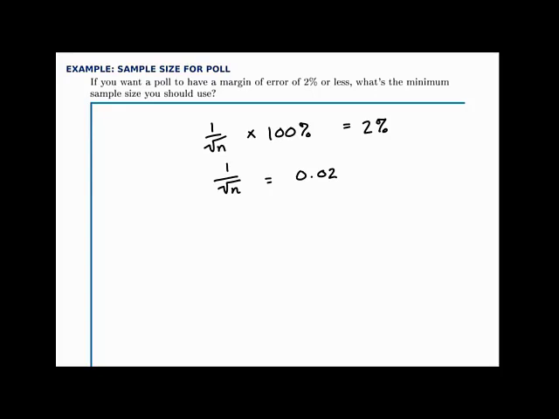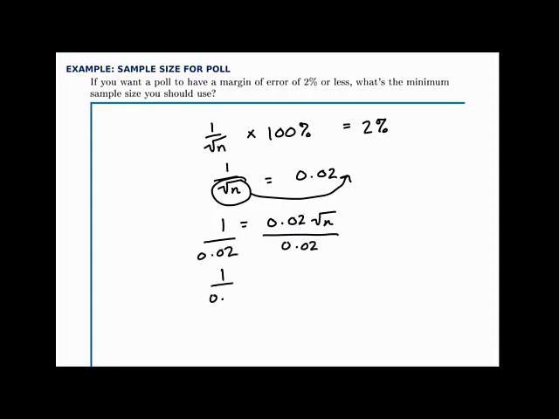Now we need to solve for n, and it takes a little bit of algebra to do so. There are a few ways to observe this. One, if we want to get n by itself, we could move it out of the denominator by multiplying on both sides. So if we multiply it over there, we get 1 equals 0.02 times the square root of n. And then, again, we're trying to get this part by itself, so we'll divide both sides by 0.02, which gives us 1 over 0.02 equals the square root of n.